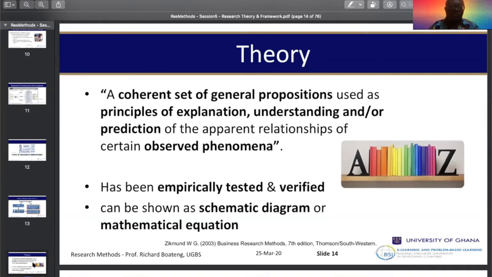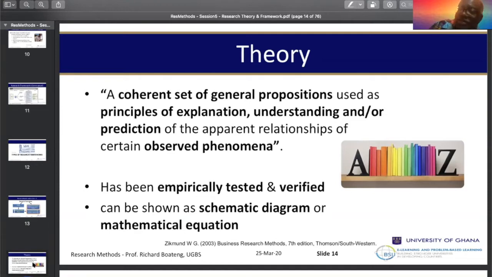First of all, it means that before we can develop a theory, we shall have observed phenomena. We shall carry out some empirical observation of a social phenomenon, and then identify that there are some relationships that exist between some variables in this phenomenon. Then when we test it after some time and it is accepted by the scientific community that we belong to, we can say that we have a theory. That theory then becomes a postulation or general proposition of how something works within a particular observed phenomenon.